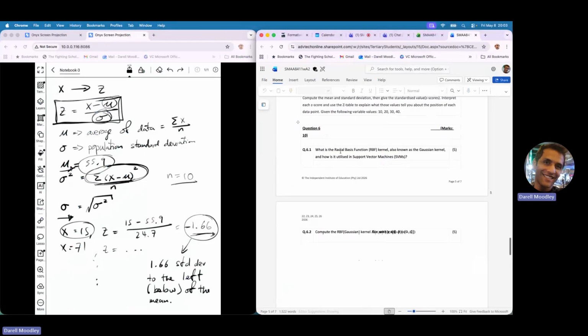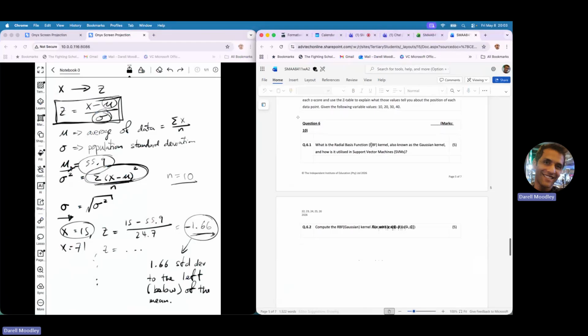The radial basis function kernel. Now, I'm not going to show you the RBF kernel because it's giving you the answer. But I'm going to show you a different kernel. The principle still applies, and I'll explain what exactly the kernel is. I know you haven't covered SVMs yet. So let me clear my board.